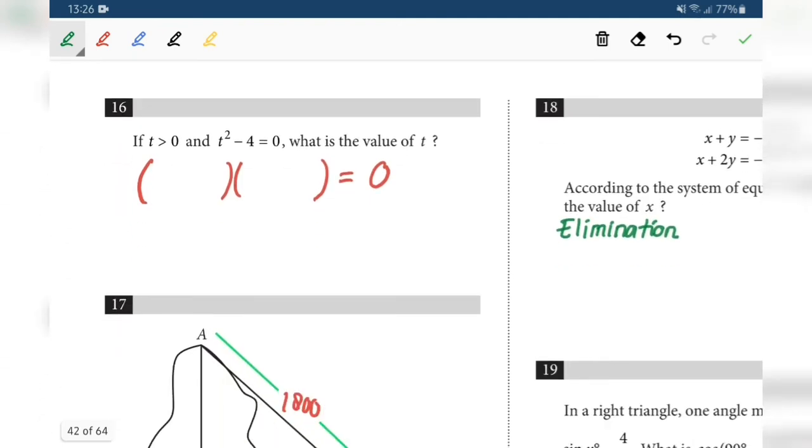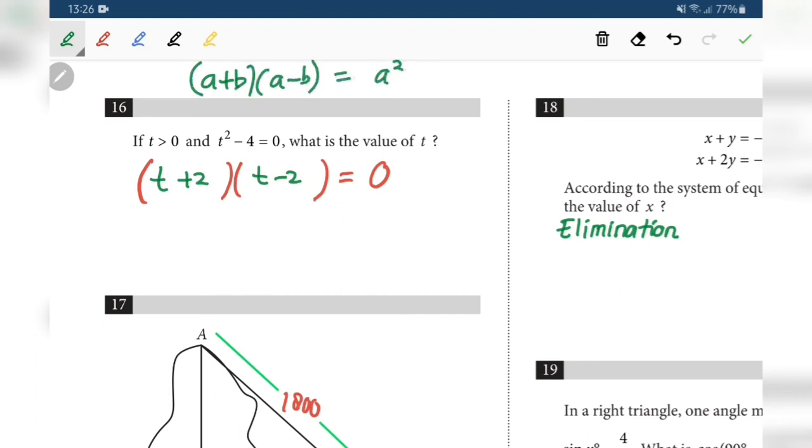Okay, number 16. This is the essay question. We're going to factorize this, becoming t plus 2, t minus 2, because a plus b times a minus b is a squared minus b squared. So we have two answers: t equals 2 or t equals negative 2. But they have the condition that t must be greater than 0. So this one we don't pick. The answer is 2.